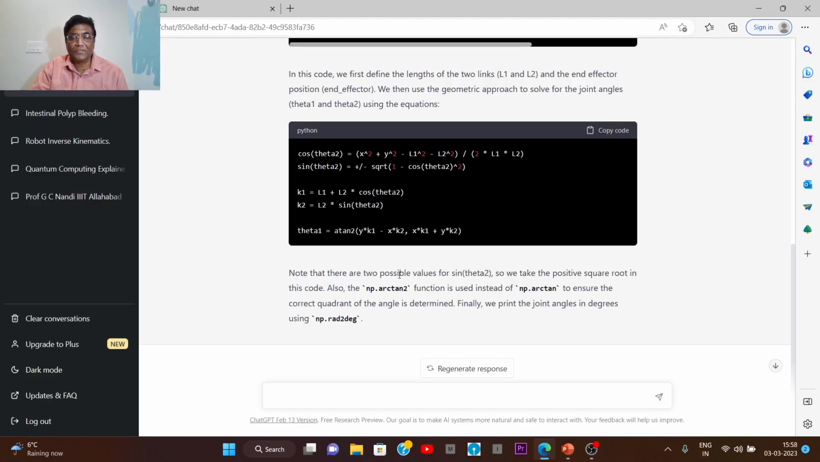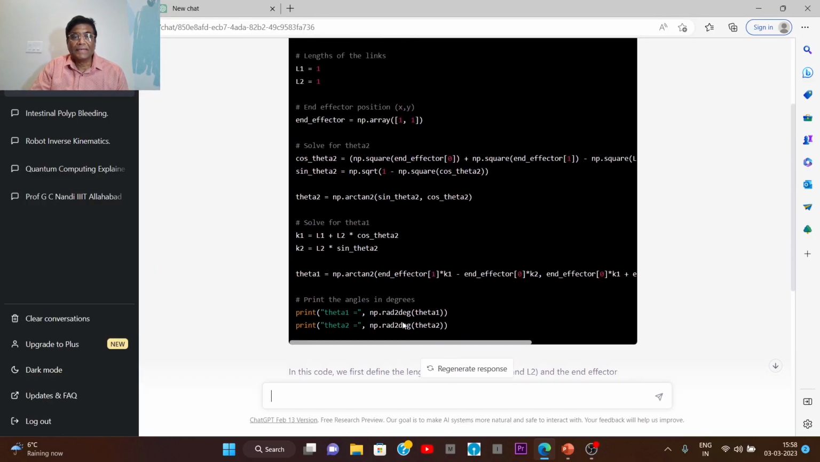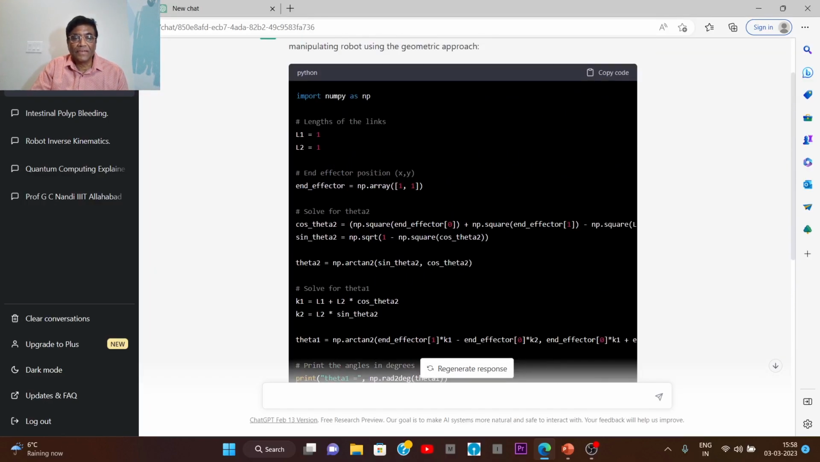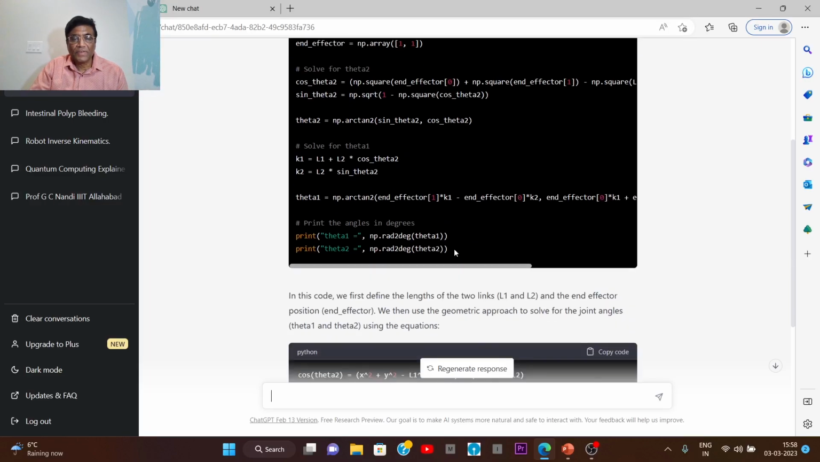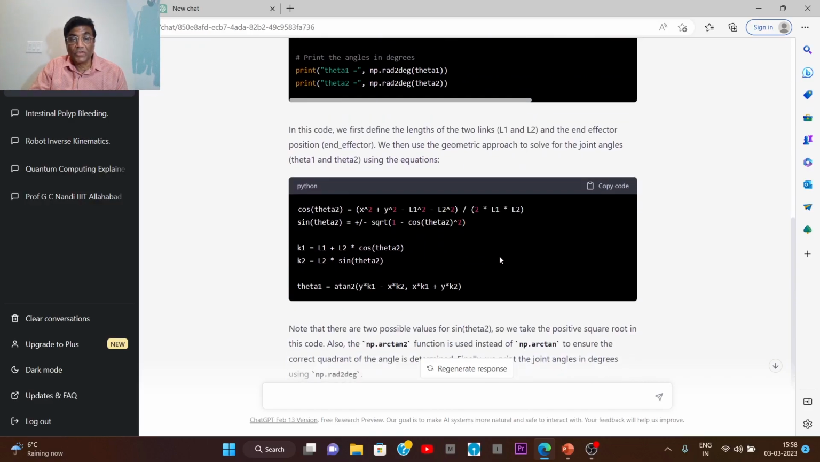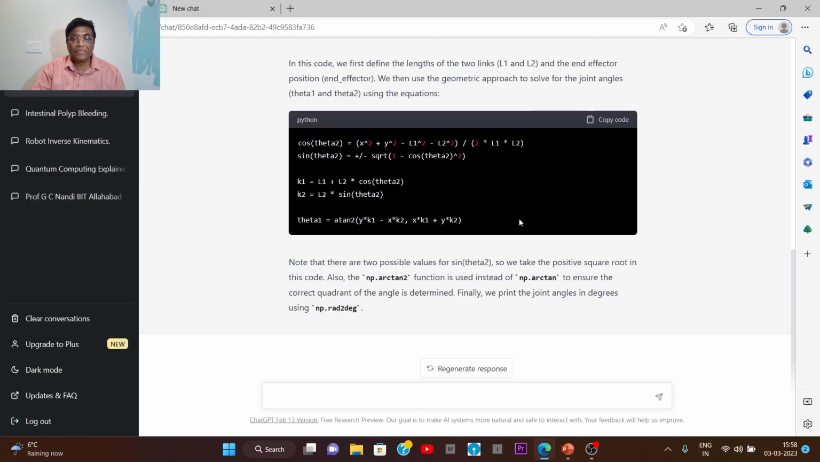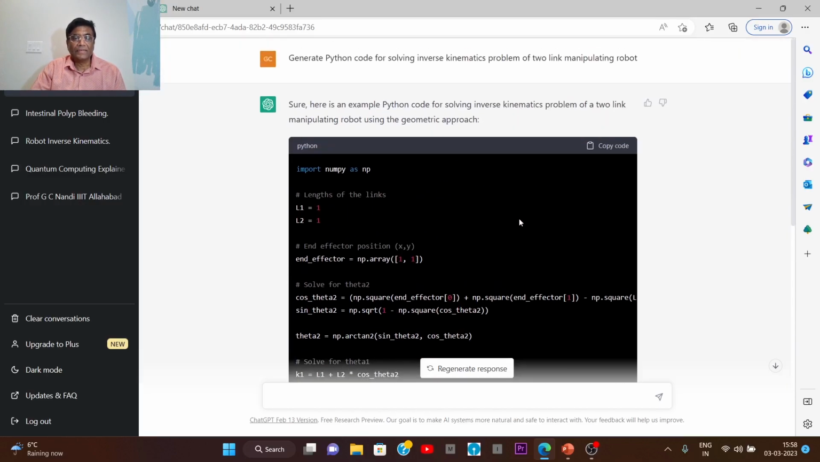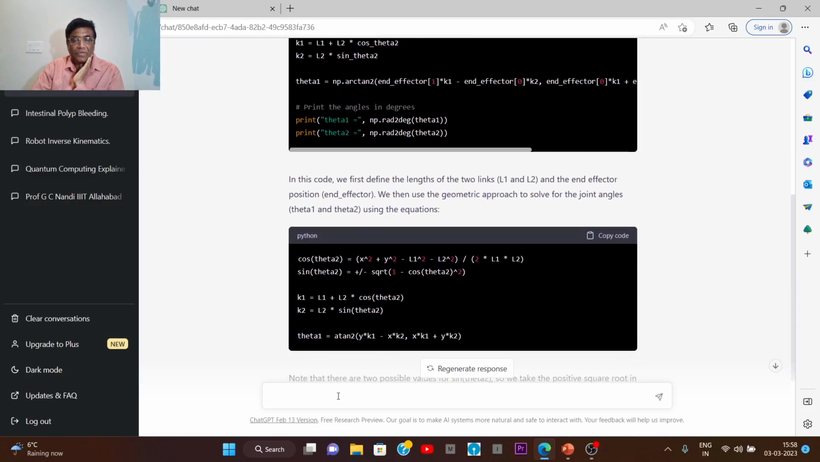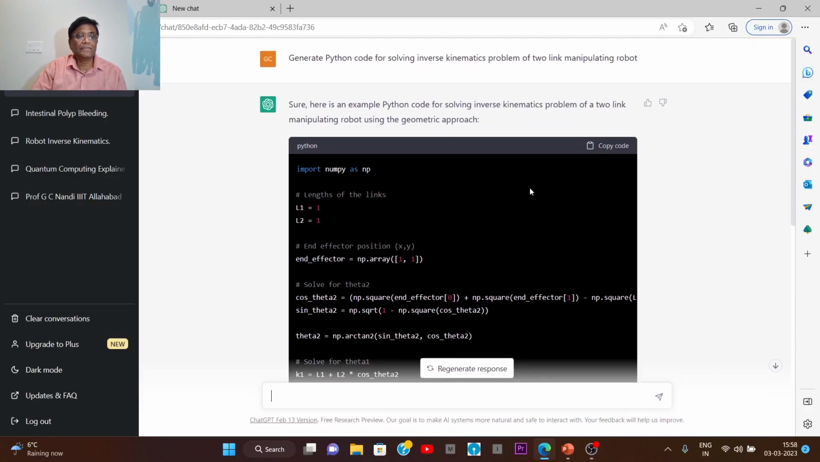And the variables are theta 1 and theta 2. Okay. So it is very easily understandable. Define the link lengths, and this is the geometry. Theta 1, theta 2. So it wrote the code, and one can just take the code and put it in Colab or somewhere else and see whether, giving some specific values of x and y, it gives you the correct theta 1 and theta 2. And since the logic is apparently correct, it will give you that. I think so.